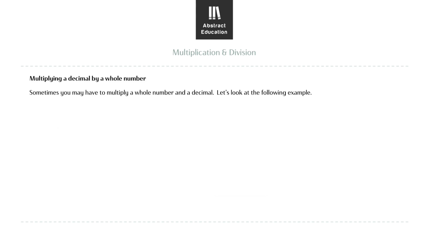Sometimes you may have to multiply a whole number and a decimal. Let's look at the following example. Alberto wants to purchase 4 ice creams costing £2.20 each. How much will he pay in total? There are 2 ways of doing this. We can either work in pence or pounds. I will show you both methods.